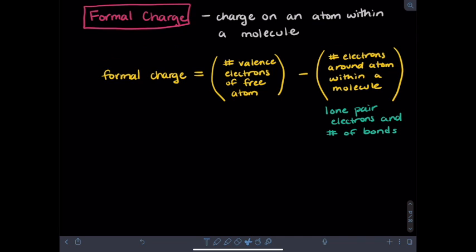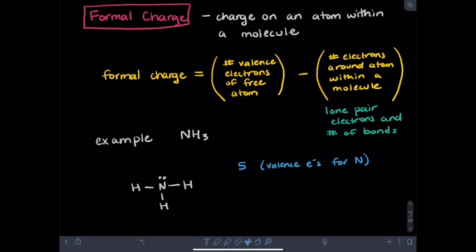I'll demonstrate this calculation with 3 examples. The first example is NH3, ammonia. I want to start out by drawing my Lewis structure. I put nitrogen in the middle, the 3 hydrogens around it, and the nitrogen has a lone pair to complete its octet. To calculate nitrogen's formal charge, I need to first think about the number of valence electrons of my free atom, nitrogen. For nitrogen, this is always 5.